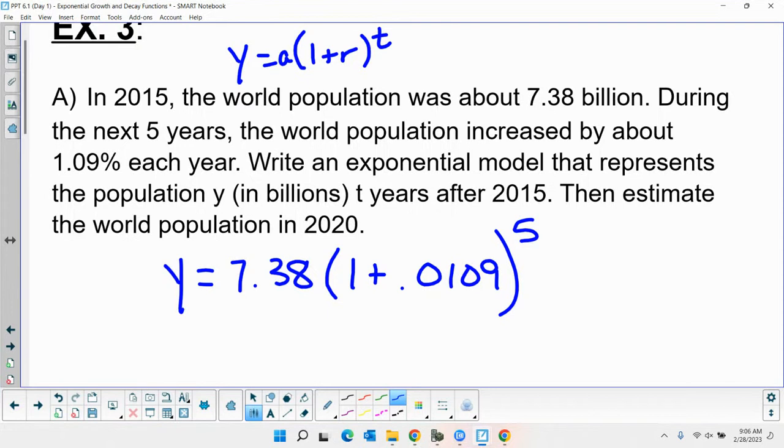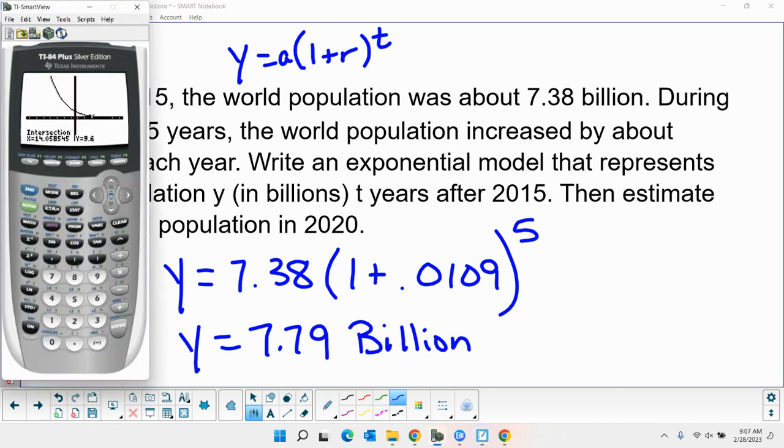T years after 2015, right? So this is to the t power for t years. 2015 to 2020 is 5 years, so that's why it was 5. So you just put that in your calculator, and you get your answer, which would be 7.79. And remember, that's billion.